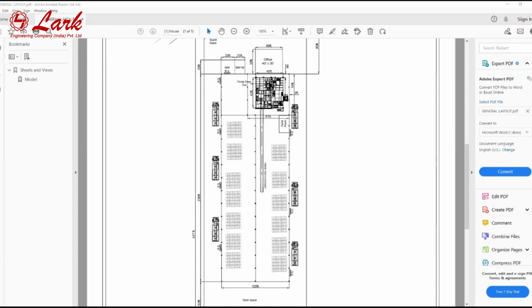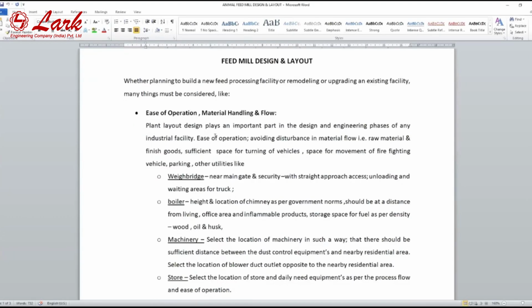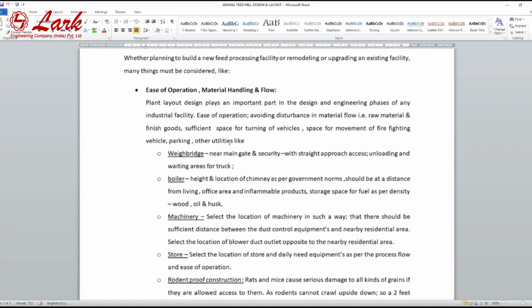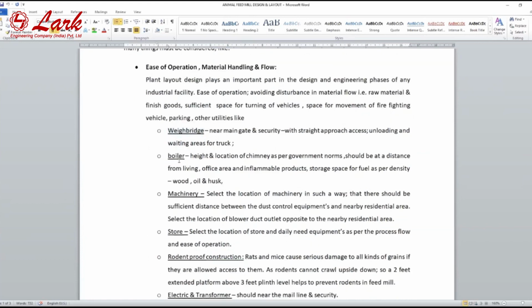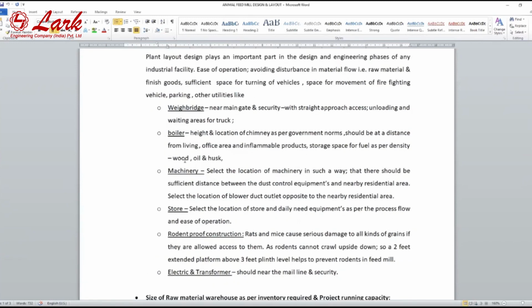This is a new document for the feed mill design and layout. That same document we had on our website in an article and blog. From this we can have a complete idea of what will be the ideal location and the size of the warehouse, what will be the height required for the boiler chimney as per the norms. Then one thing more, rodent proof constructions.